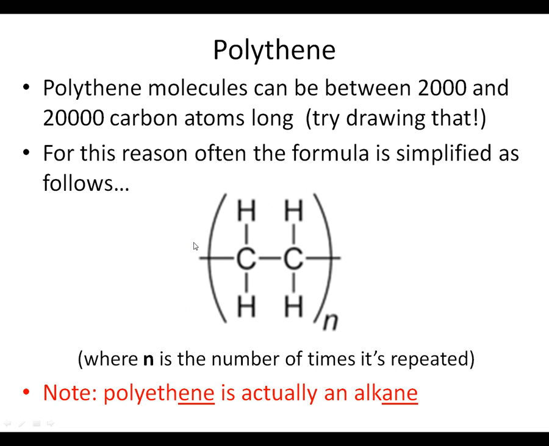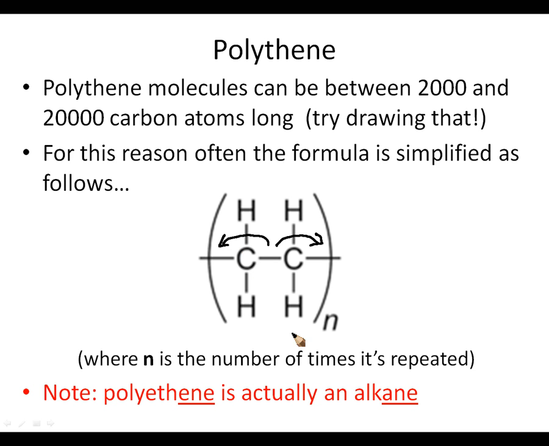So rather than draw that, we often draw it like this. We show the unit, which was ethene, so the two carbons there, without the double bond, but with the lines coming out at each side. So essentially, we've shown that this double bond has broken open and is ready to attach to the next one on that side, and attach to the next one on that side.